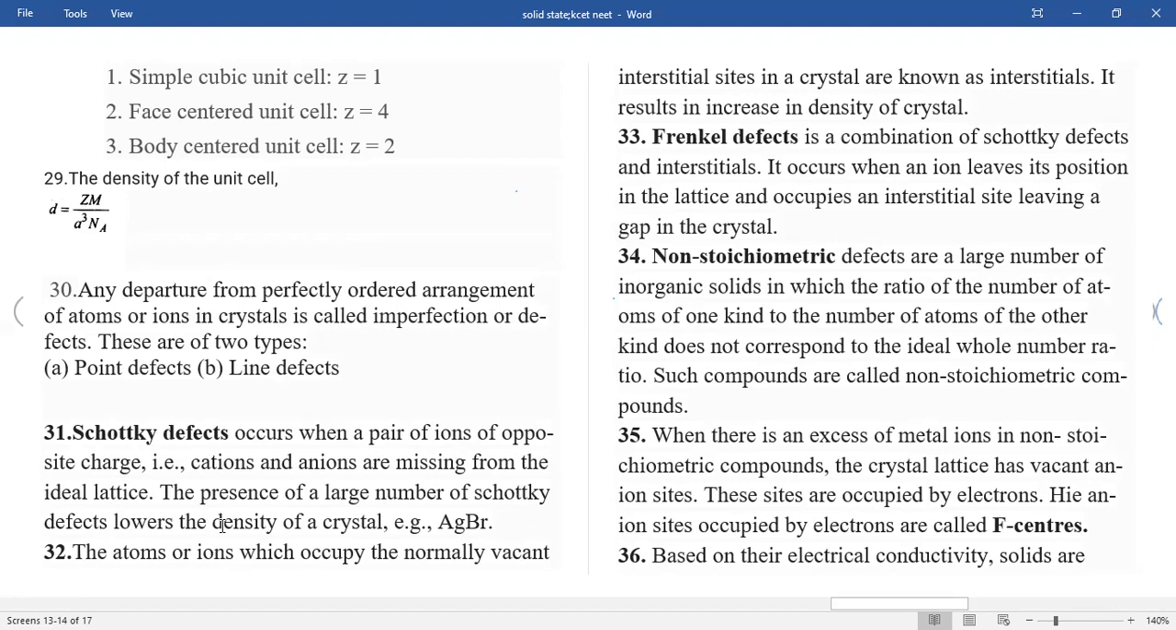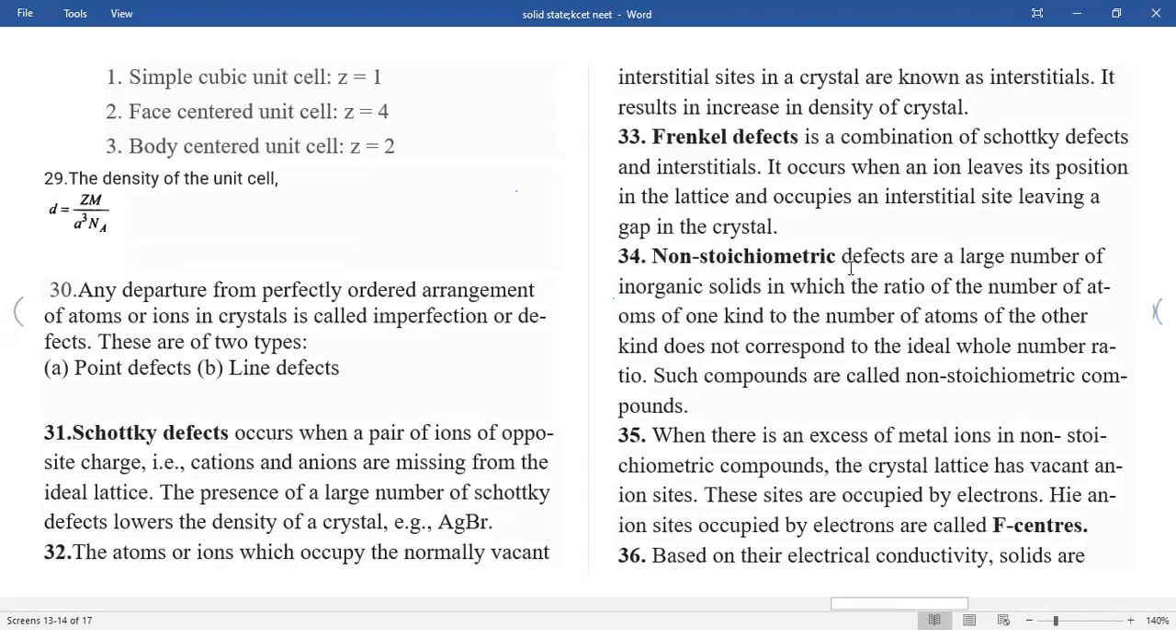Okay, now come to the next one. Atoms or ions which occupy the normally vacant interstitial sites in a crystal are known as interstitials. It results in an increase in the density of the crystal. Okay, Frenkel defect. This is another type of defect. It is a combination of a Schottky defect and interstitial defect. That means it's a combination of a vacancy defect as well as interstitial defect. It occurs when an ion leaves its position in the lattice and occupies an interstitial site, leaving a gap in the crystal. So the density is not going to decrease, density remains the same.